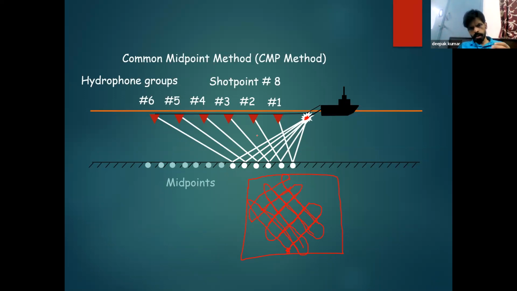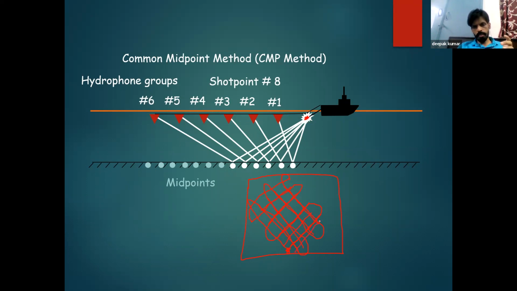The combination of these hydrophones is called a streamer, so the hydrophones are connected with the streamer. There can be lots of multiple streamers for a 3D survey. Suppose I have only 1 or 2 streamers, so I'll go in this fashion. But if I have multiple streamers attached to a ship, then in one go we can acquire multiple data sets, not only of one line but of multiple lines.